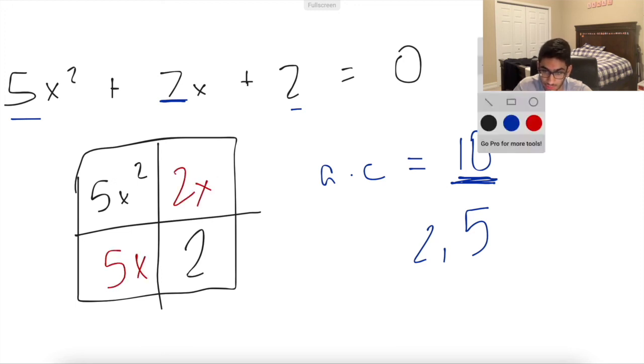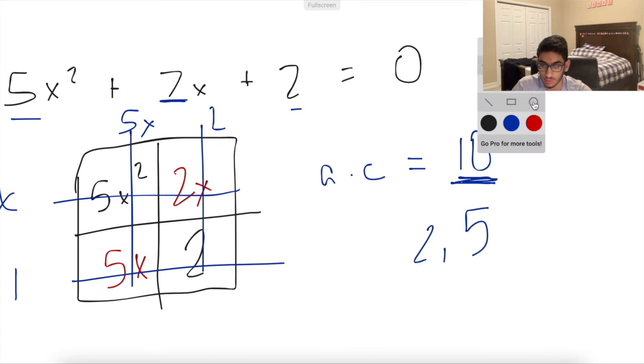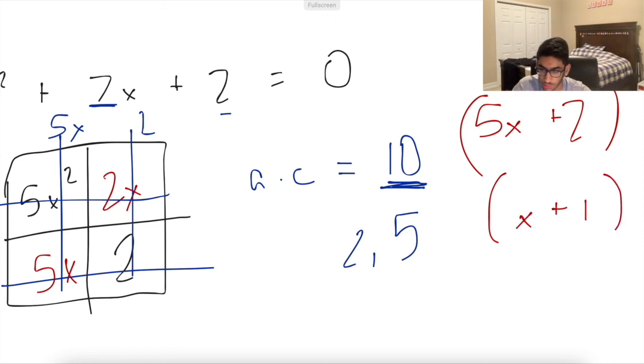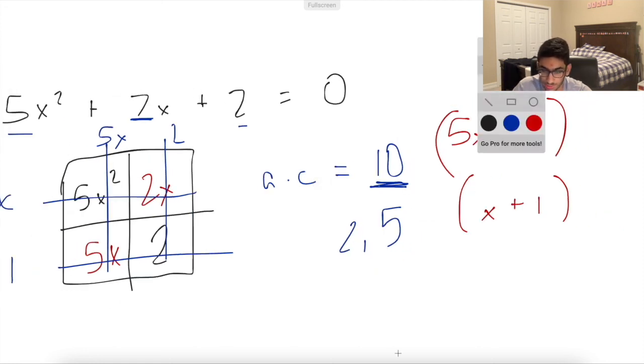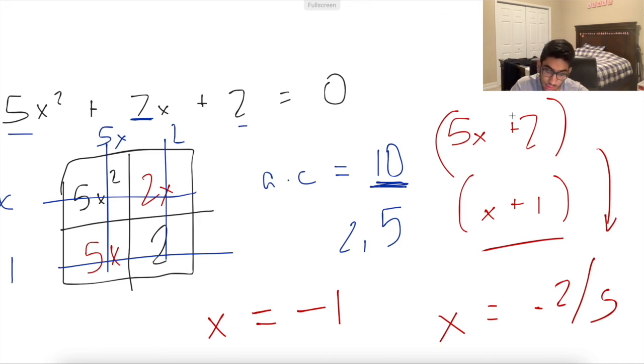Now all you have to do is find the GCF of each column and row. This one is just x, this one is 5x, this column over here is 2, and this one over here is 1. So we have our factors: 5x plus 2, and our other set of parentheses is x plus 1. Now we can solve for these if it says to solve. So x equals negative 1 from this one, and x equals negative 2/5 for this one. Remember, if you're trying to solve for x, just set them equal to 0.